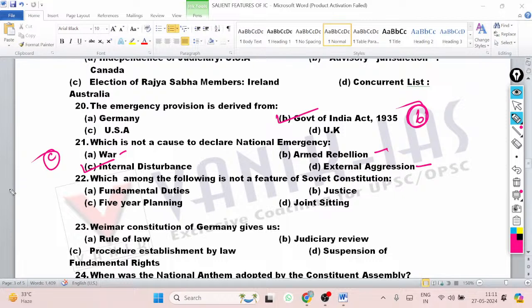Then 22. Which among the following is not a feature of the Soviet constitution? We have borrowed justice, five-year planning, and fundamental duties, and we will borrow the joint sitting. Joint sitting is borrowed from the Australian constitution. So the answer will be D. Joint sitting is provided under Article 108 of the constitution.